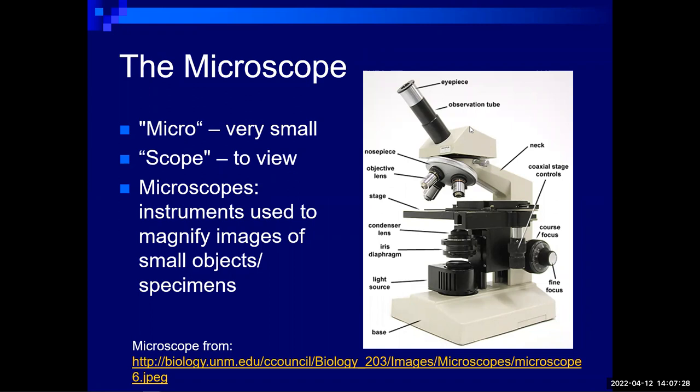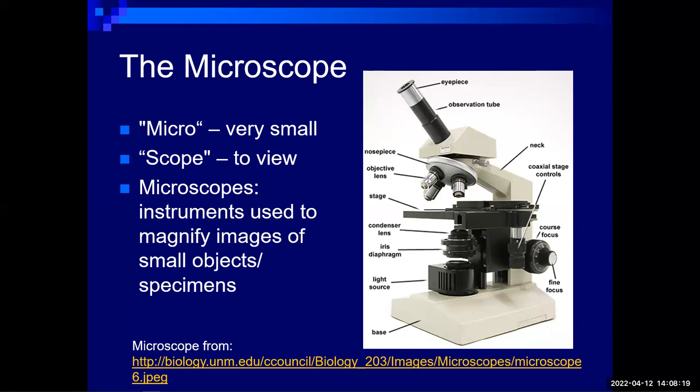The eyepiece and the observation tube, nosepiece, the lenses, right? You have the objective lens here. Also within the eyepiece, there's a lens as well. Usually the magnification of the lens within the eyepiece is etched into the metallic part of the eyepiece, so you know what magnification the eyepiece brings along. The total magnification is usually found by multiplying the eyepiece magnification times the magnification of the objective lens. Each of these lenses has a different magnification, and the magnification of each lens is also etched into the metal part of the lens. So that's how you know what magnification it is.